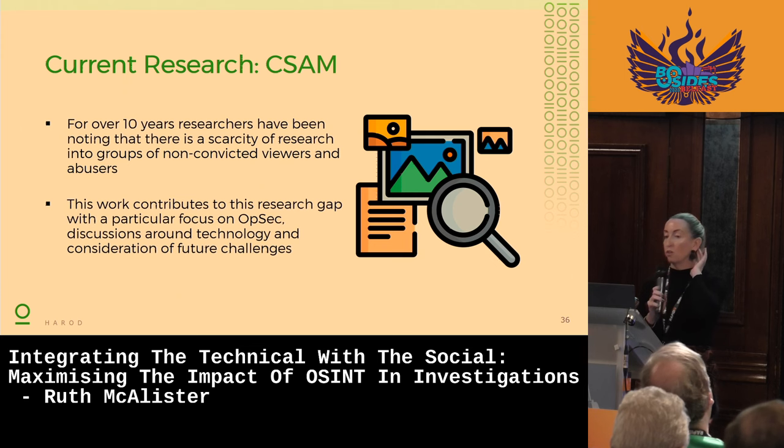Current research I'm also doing then is around child sexual abuse material. Like I said, I'm not talking about anything to do with the images. Do not worry around that today. I'm particularly interested, however, in going after these people, and I look particularly at their operational security, their OSINT, and how they talk about technology, what steps they take to prevent themselves. So I'm trying to get into their heads around their security angle.